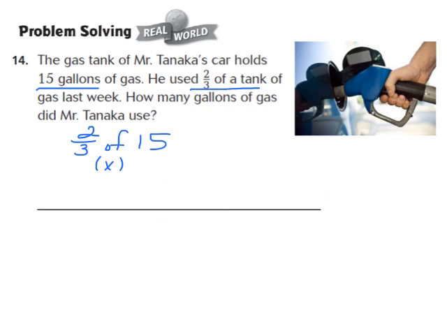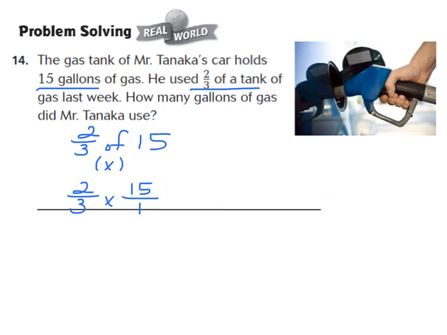Now, what I'm going to do first is this. We need to focus on that whole number factor here, which is a 15, and we're going to turn that into 15 over 1. So let's go ahead and rewrite our problem. We have 2/3 times 15 over 1.